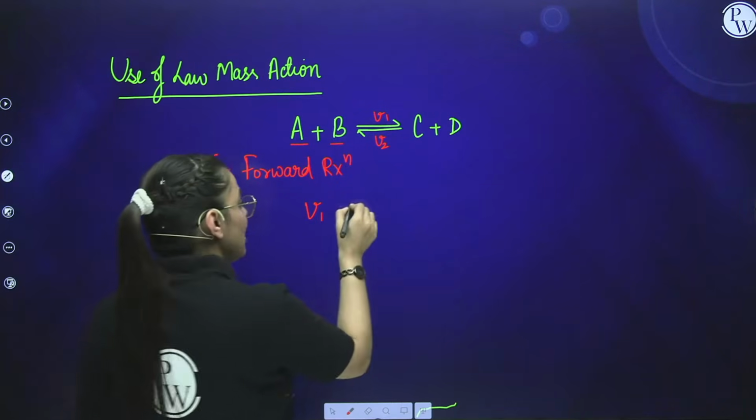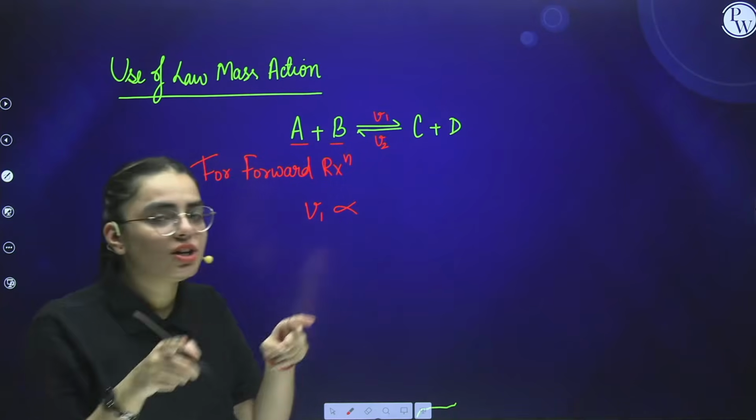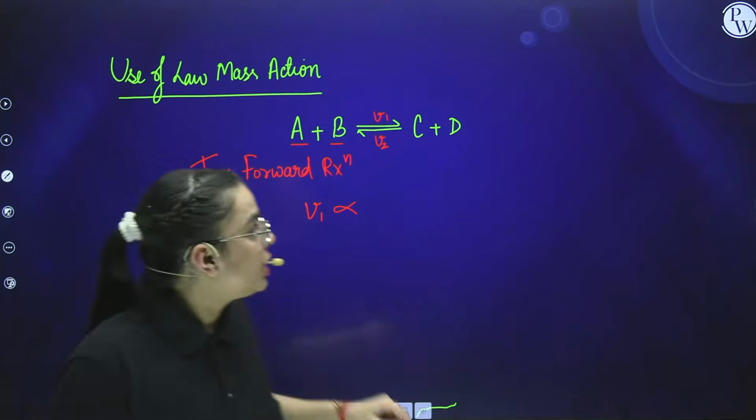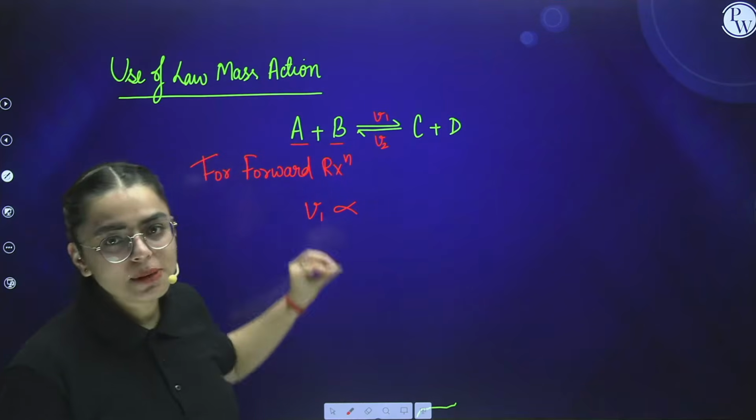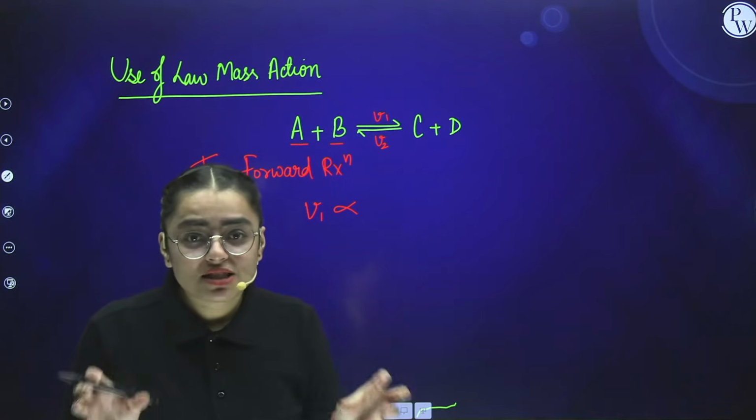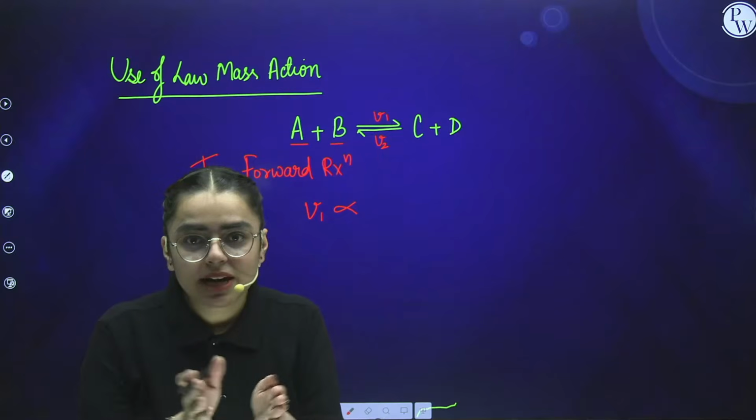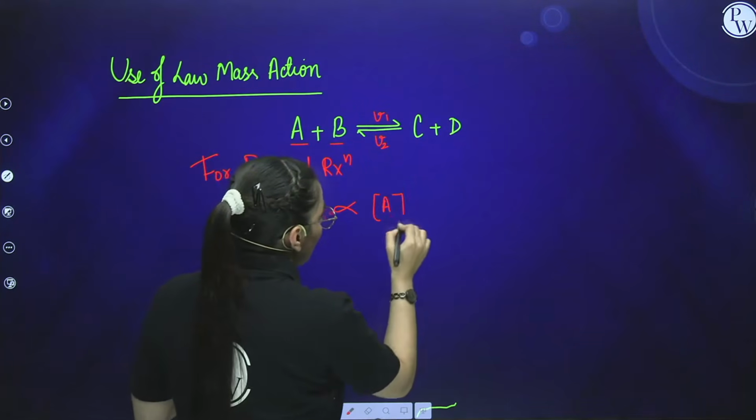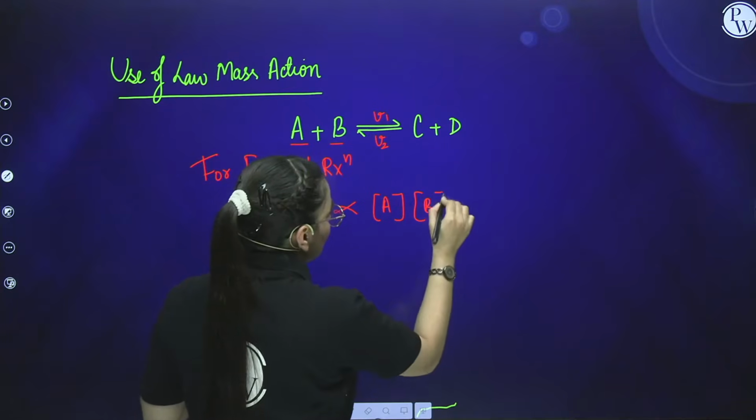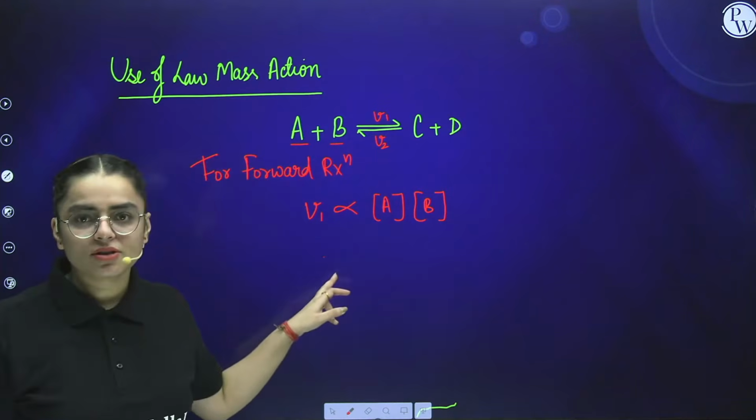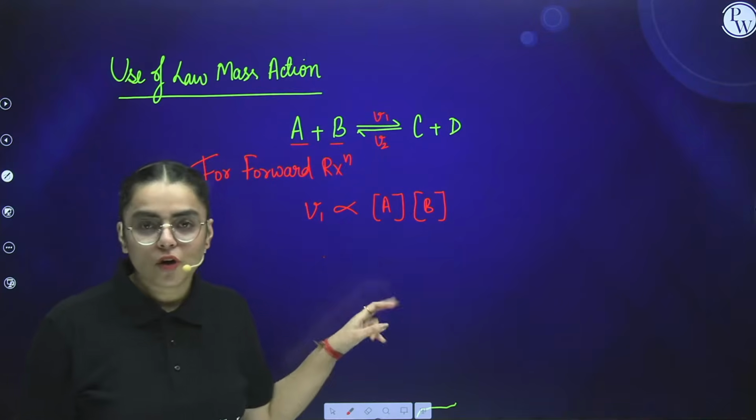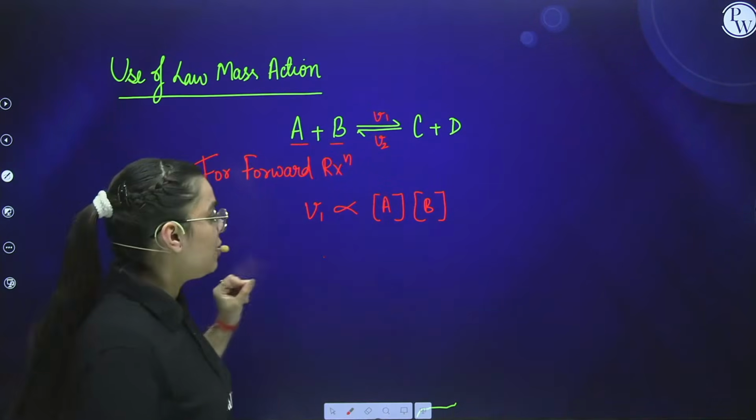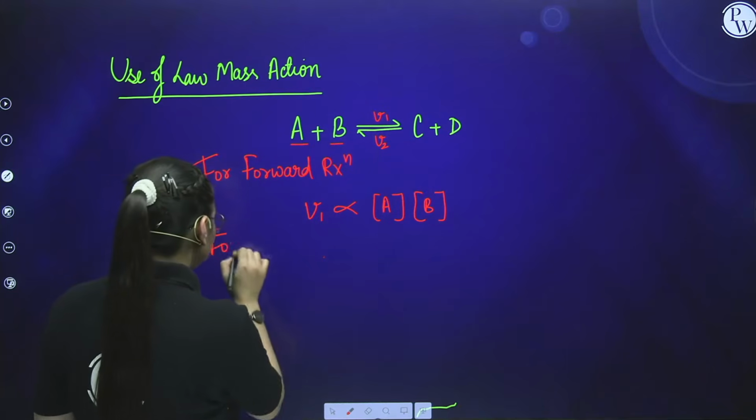Now, the rate of the reaction is directly proportional to the product of the active masses of the reactant molecules. Is it clear? Here, what are the reactant molecules? A and B. That means their active masses' product will be multiplied, right? So active mass of A into active mass of B is going to be my very first rate law equation according to the law of mass action.